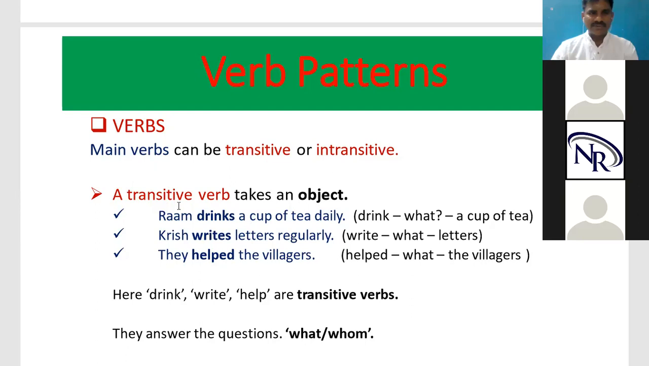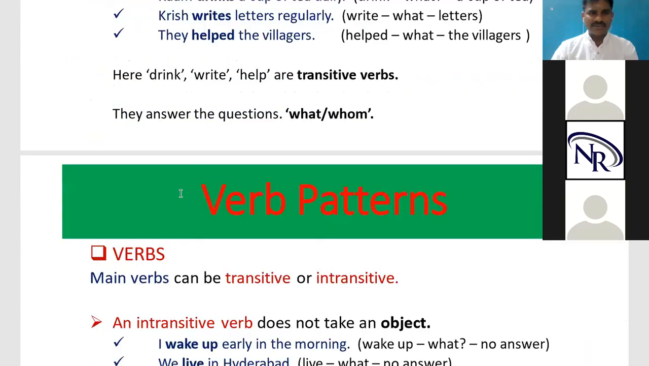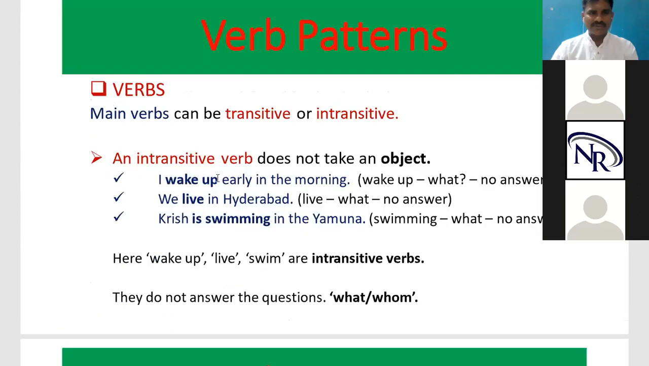Okay, those are intransitive verbs. Now this is a transitive verb. If you want to know whether it is a transitive verb or an intransitive verb, you have to ask questions: what and whom. Action. Okay. Next, intransitive verbs don't take an object. I wake up early in the morning, for example.